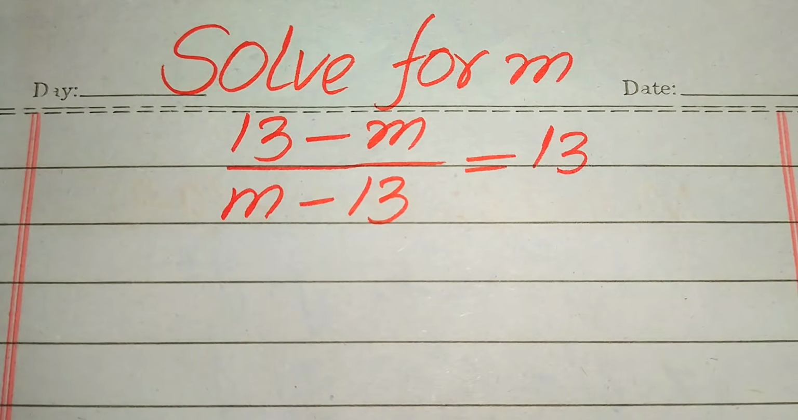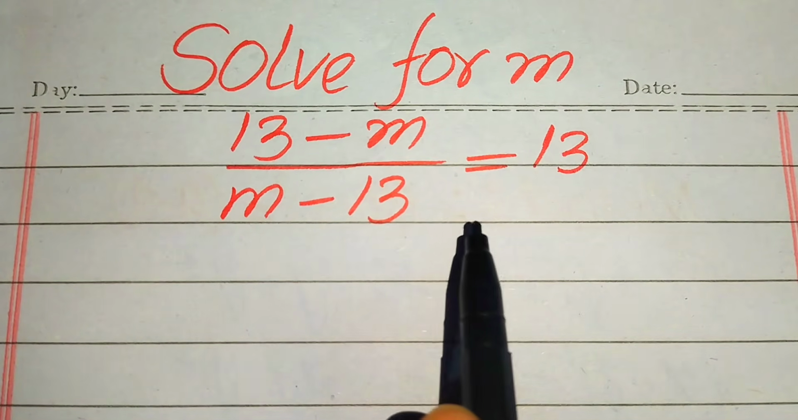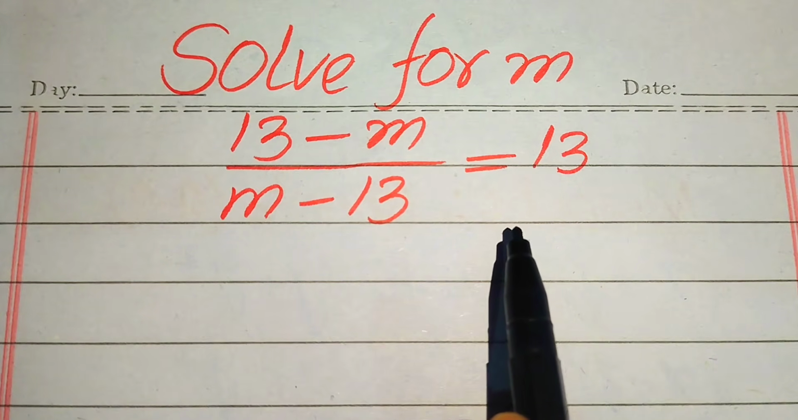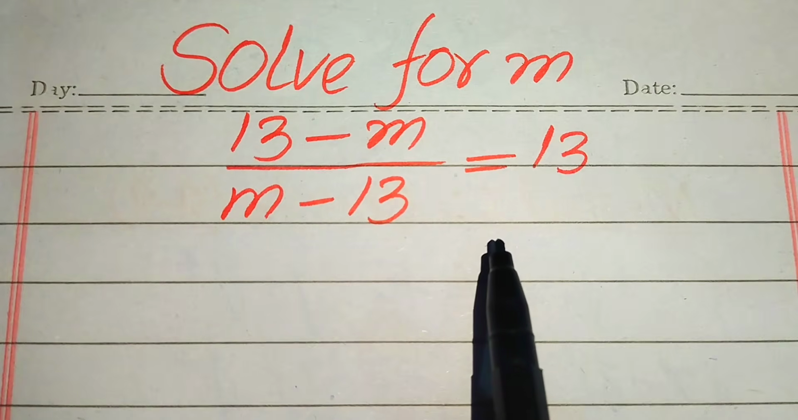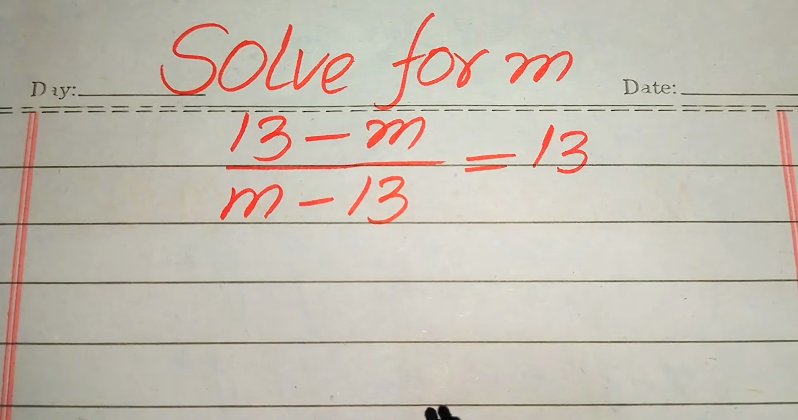So here we have (13 minus m) divided by (m minus 13) equals 13, and we solve this problem for all the values of m. First we need to find all the roots of this equation, or all the values of m, and then at the last we will verify which of the values of m are the solution and which of the values of m are the extraneous root.